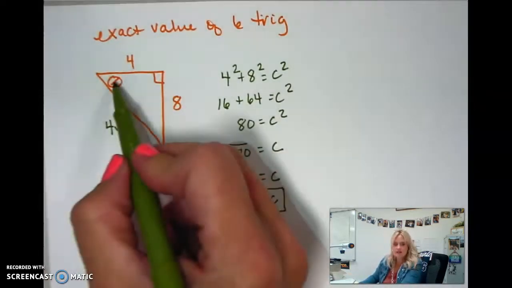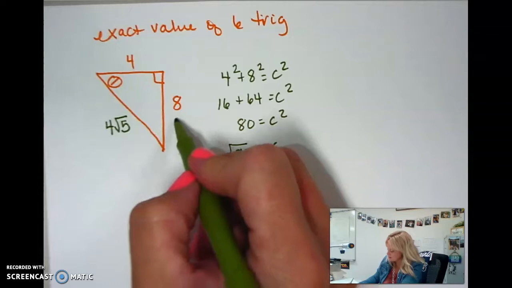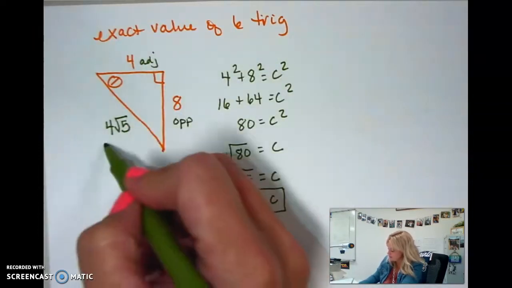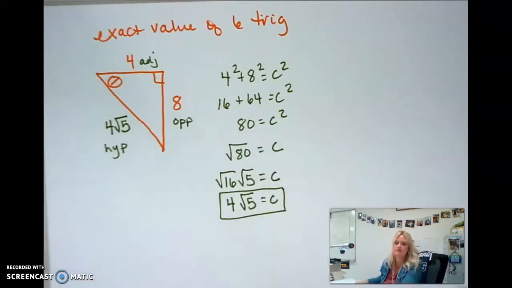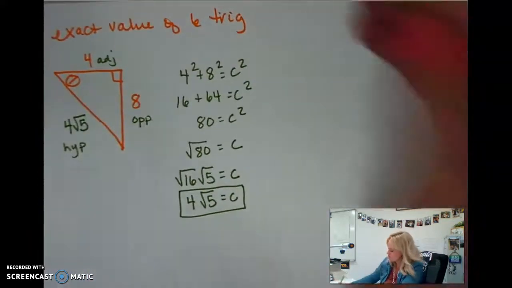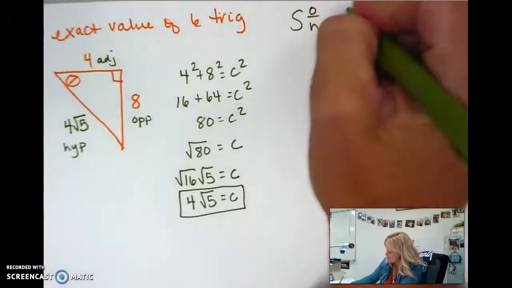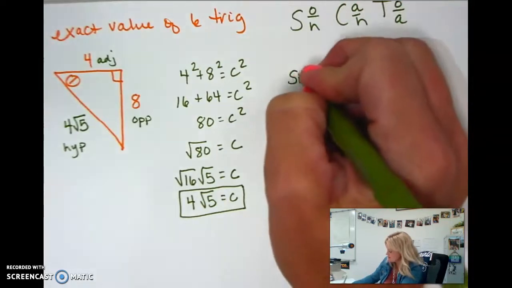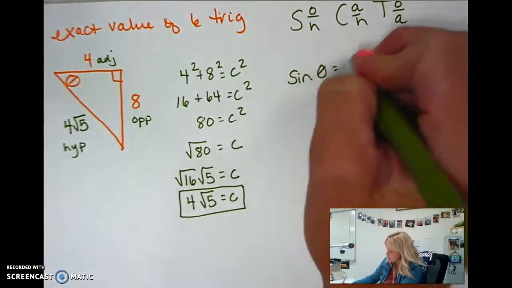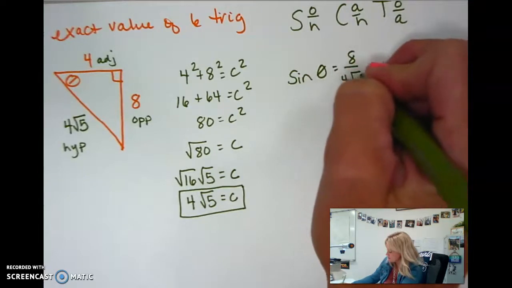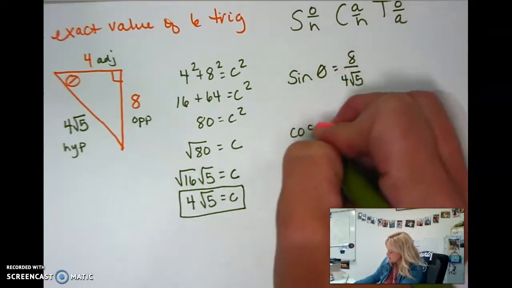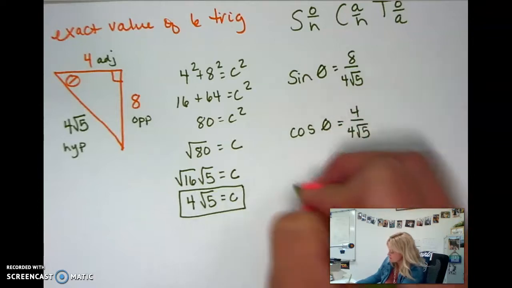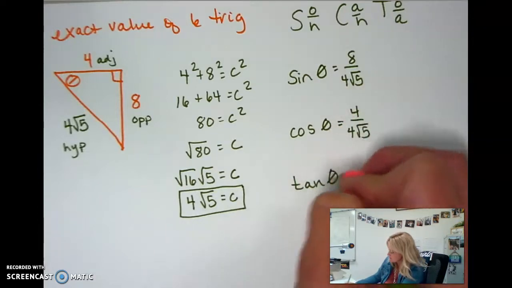Theta is over here, so this is my opposite side, and this is my adjacent side. And again, this is my hypotenuse. So now I'm ready to do SOHCAHTOA. The sine is opposite over hypotenuse. The cosine is adjacent over hypotenuse. The tangent is opposite over adjacent.